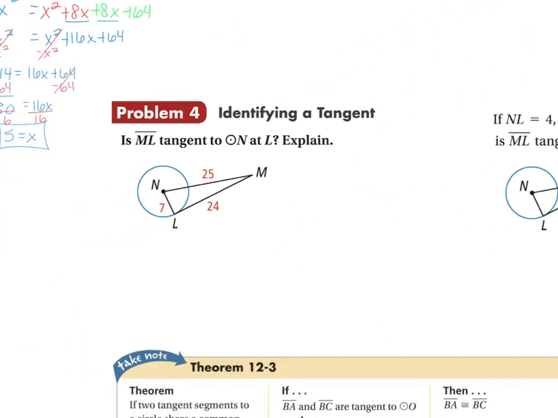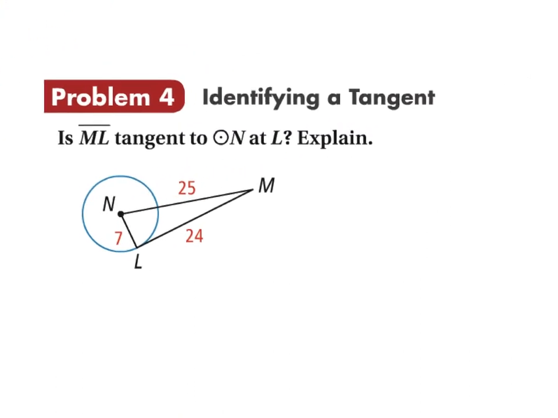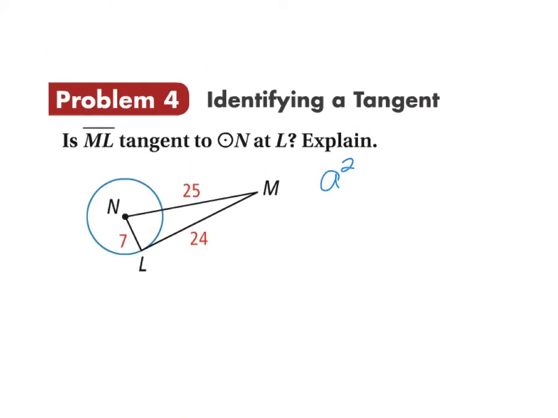All right, so now we have something a little bit different. Is ML tangent to circle N at L? So how you do this is you see if the Pythagorean theorem works. So remember back whenever we did the Pythagorean theorem, we were seeing if this triangle is a right triangle. Okay, so we don't know. If it works, great. If it doesn't, then it's not. So where is the potential hypotenuse? We don't know if it's really a hypotenuse unless we know it's a right triangle, but we'll pretend. The potential hypotenuse is 25.